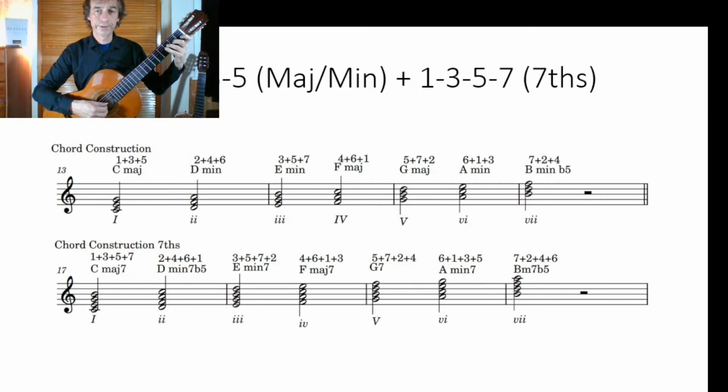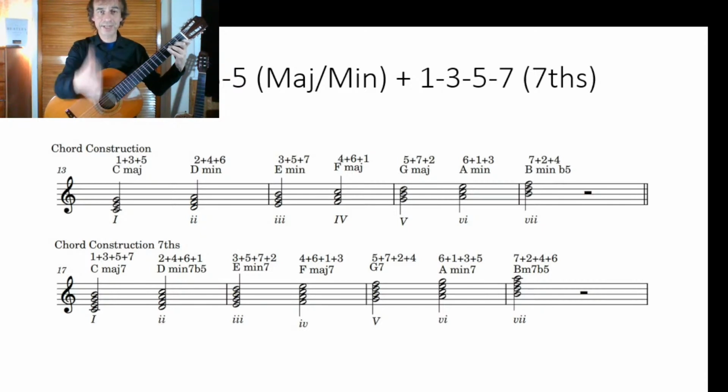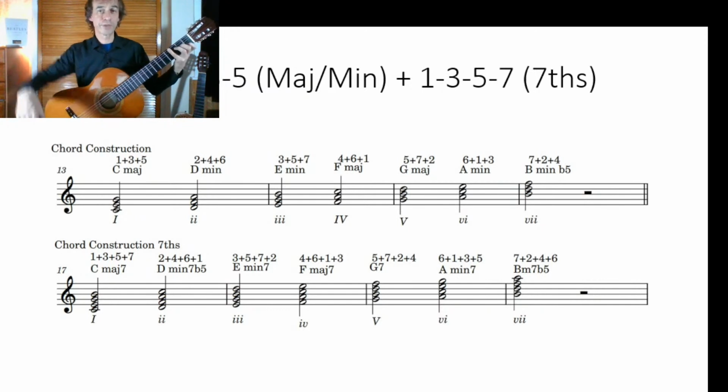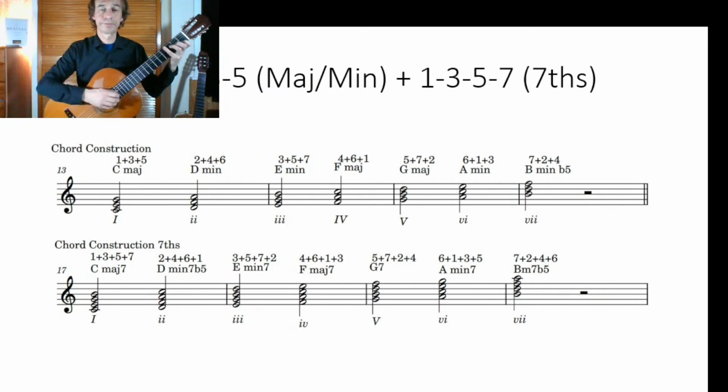F, A, C, E is chord 4. And that gives us F major 7, notes 4, 6, 1 and 3. So we're just taking each other note of that scale, and we just continue saying 1, 3, 5, 7, 2, 4, 6, which would be 8, but it's a 1. And so it keeps going. 3, 5, 7 would be 9, but it's a 2.